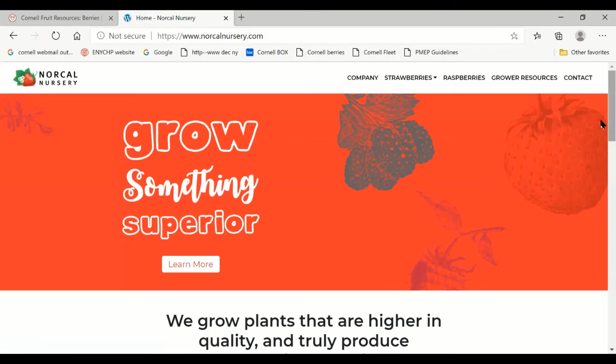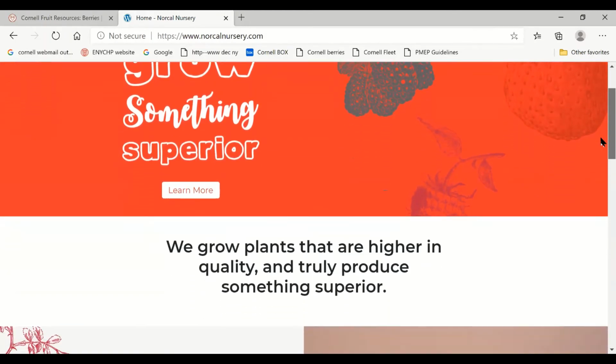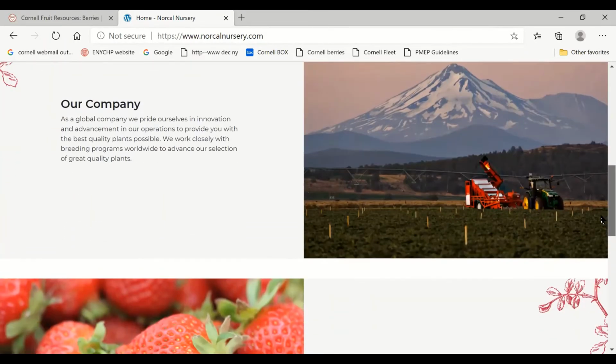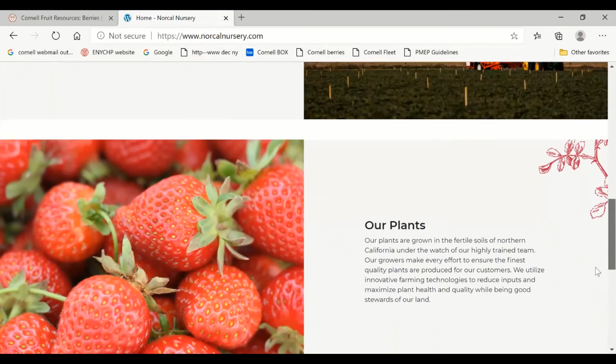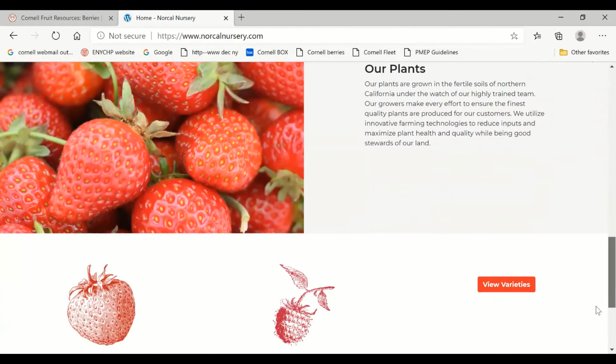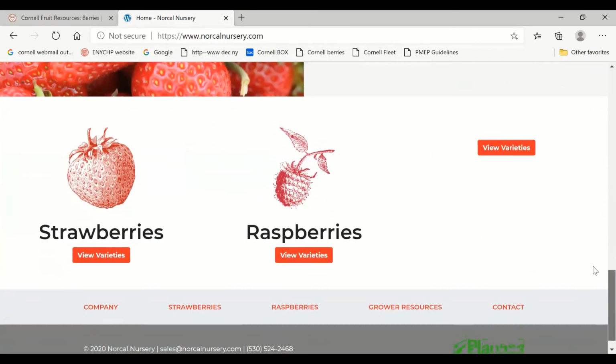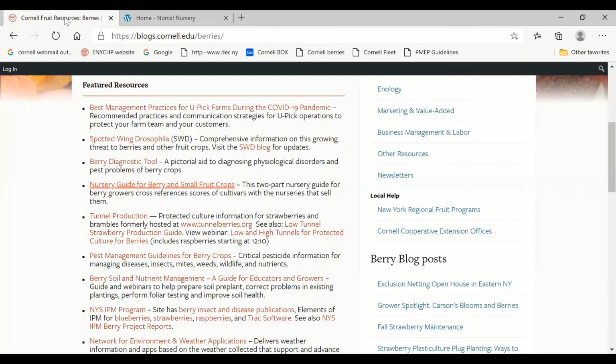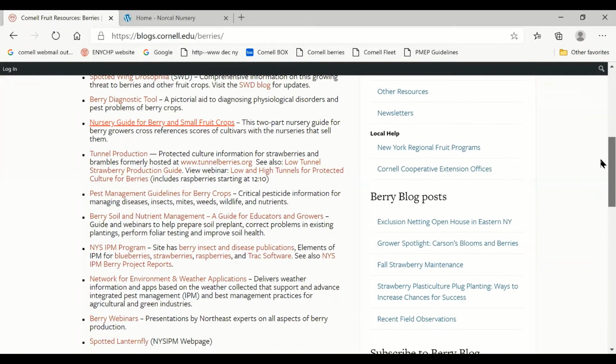So now we're looking at NorCal Nursery. The great thing is you can check the availability of that particular thing. You can easily compare prices. I think it's a really great tool, so I just wanted you guys to see that. That's really nice. It is really terrific. And then there's just a ton of different things here.